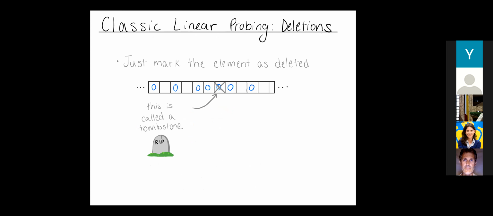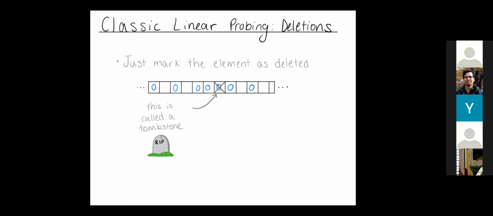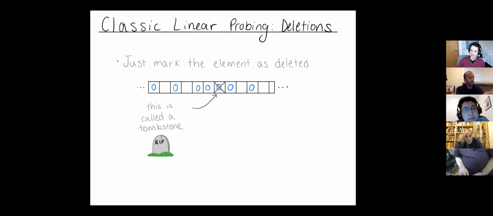The final operation that a hash table has to support is the deletion. And deletions are actually a bit more subtle. It turns out there are several ways you can implement deletions in a linear probing hash table. But the most classical one, and the one we're going to be using today, and we'll see that this is actually an important distinction, is to use what are known as tombstones. That means that when you delete an element, all you do is you go and find that element, and you mark it as deleted. That marked element is called a tombstone.